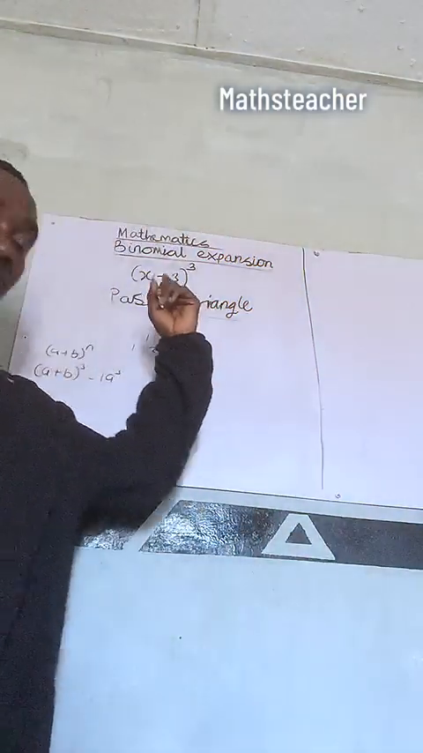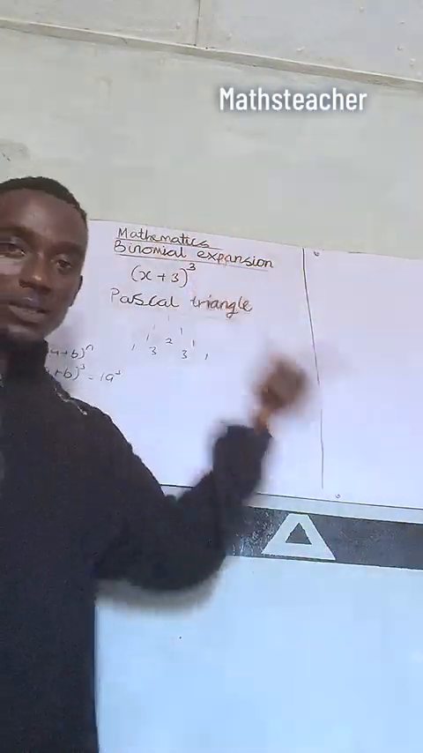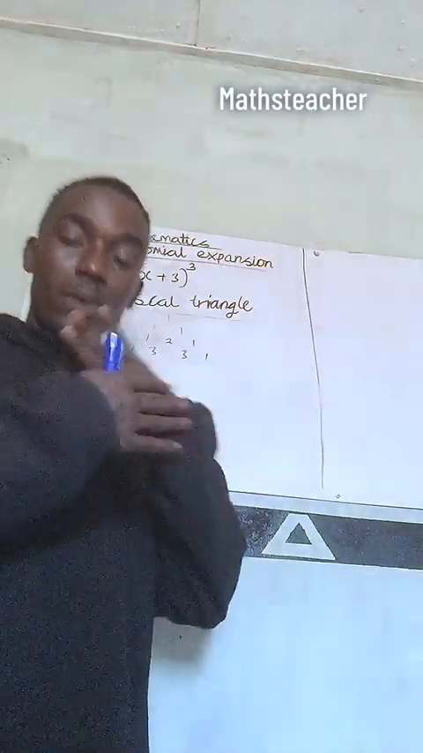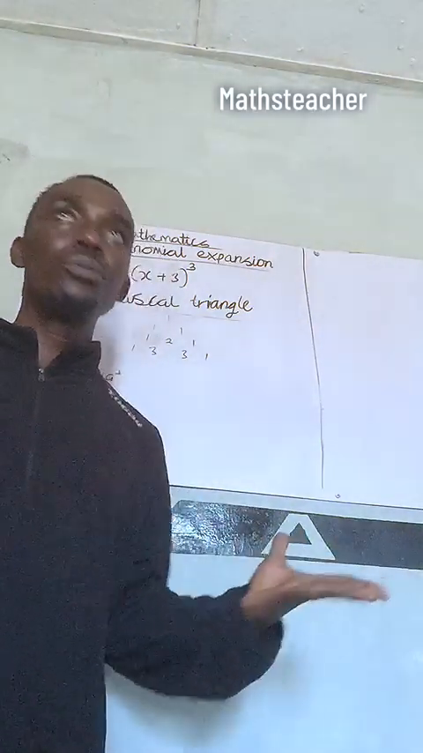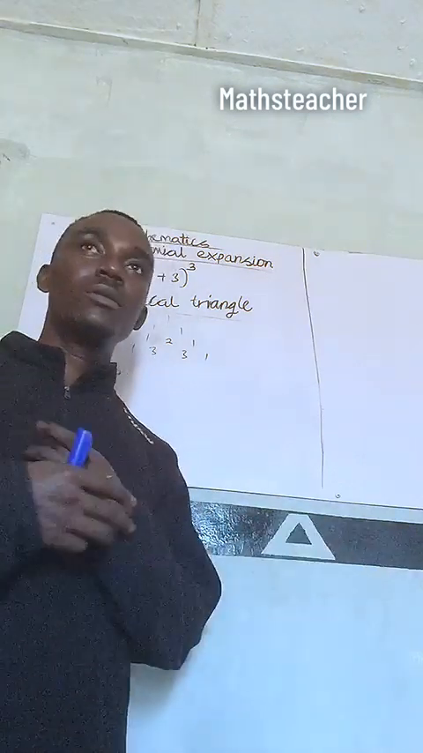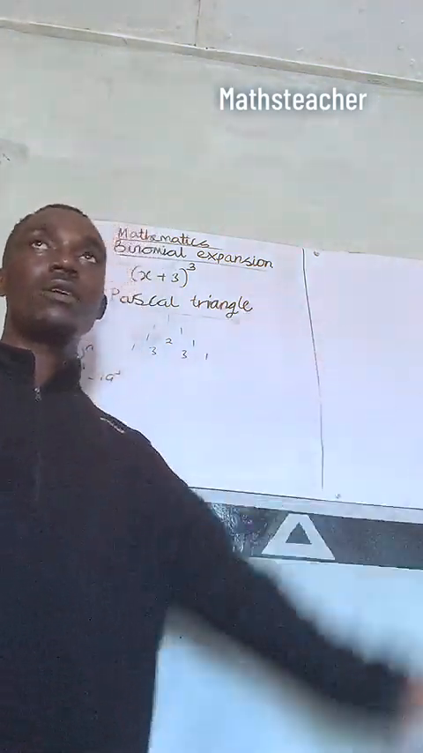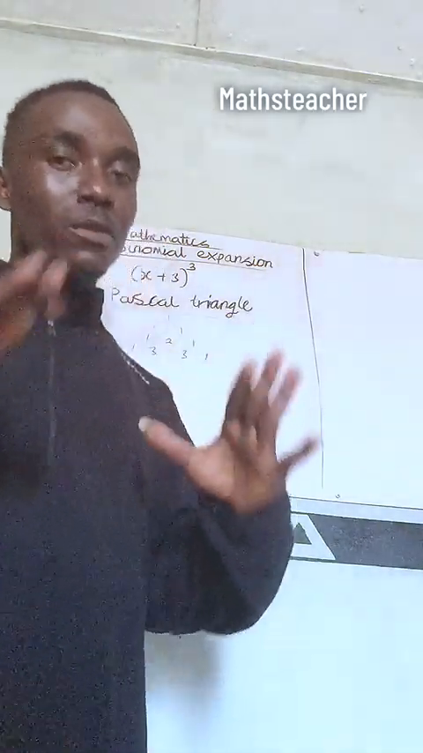The best formula is binomial expansion, using the Pascal triangle. It deals with polynomials, brackets with powers more than 2, exponents more than 2. Let's say for example 2, 3, 4, and so on. This will give you a very straightforward answer.